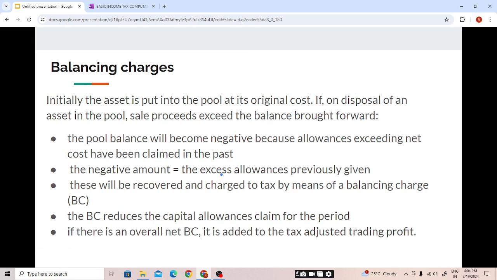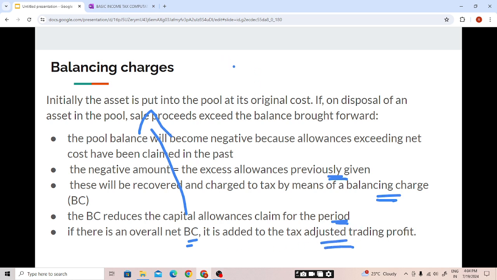The negative amount, the excess allowance previously given, will be recovered and charged to tax by means of a balancing charge. The balancing charge reduces the capital allowance claim for the period. If there is an overall net BC, that is balancing charge, it is added to the tax adjusted trading profit.